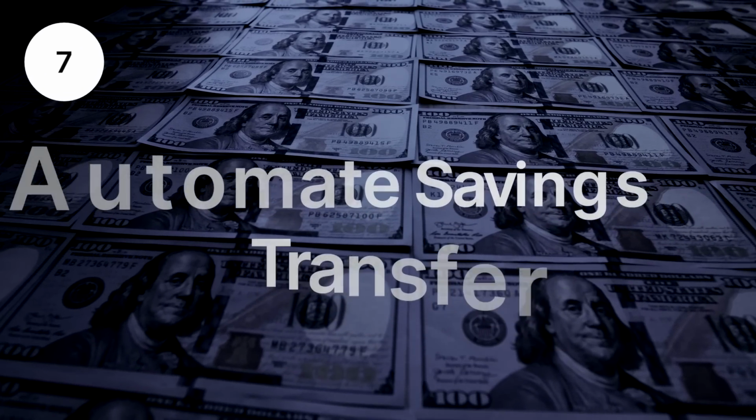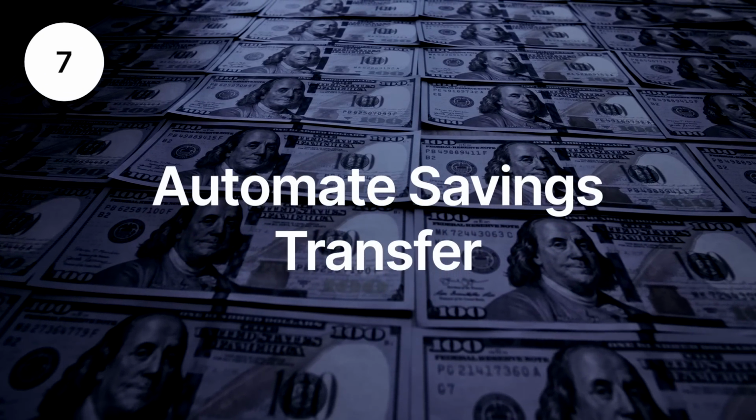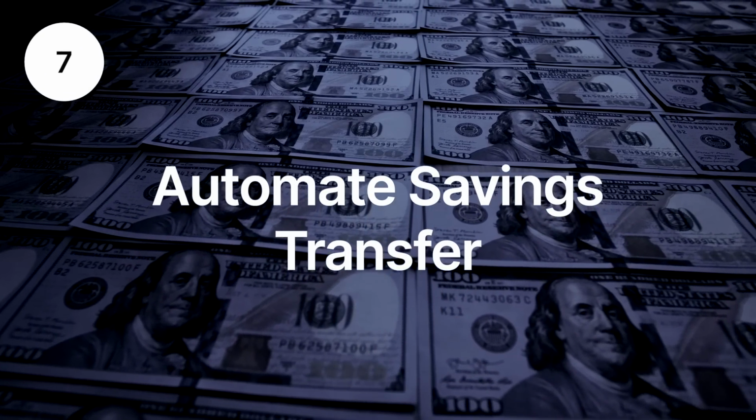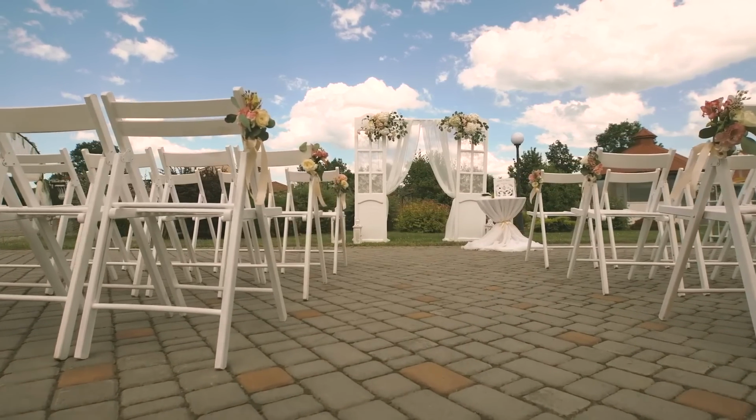The number 7 step to setting up your ultimate money flow system is to set up automatic transfers to your savings accounts. And for this, you should have multiple savings accounts, one for each one of your different goals. Have a wedding coming up in 6 months? Set up a savings account.